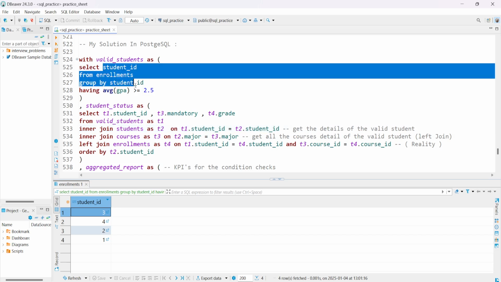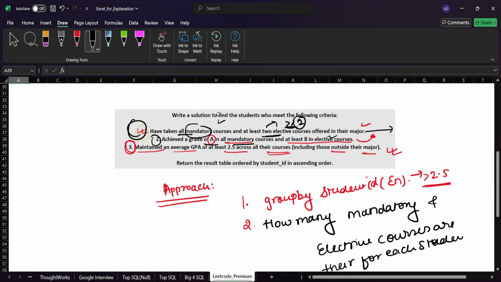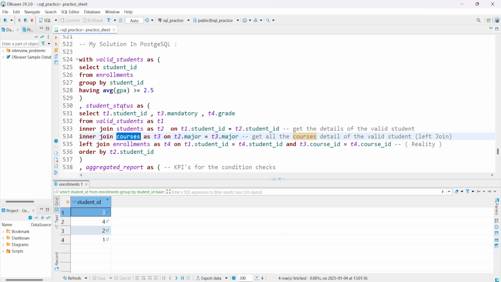So here if you see we have only the student ID, but what we want is to join that table with the courses on the major so that we can get all the data of the student and the courses, right? The courses table will give us how many courses are mandatory, how many courses are not mandatory, and what the course IDs are and everything, and the student detail also. So if we join on these two, we will get all the detail of the valid students, right? So that we are doing over here.